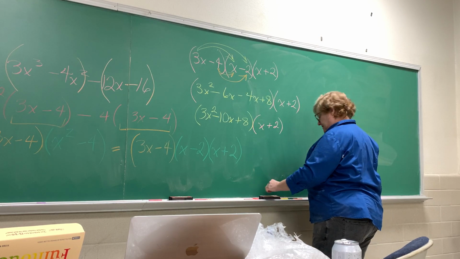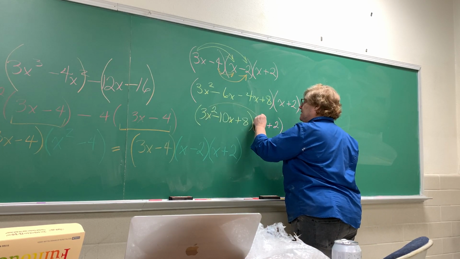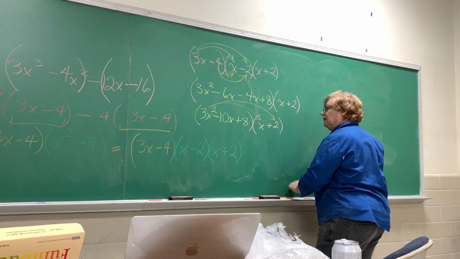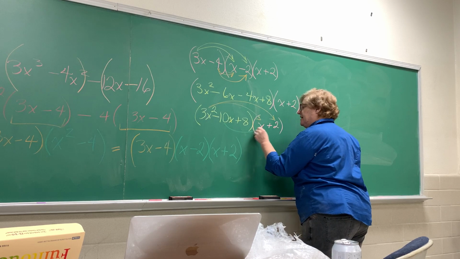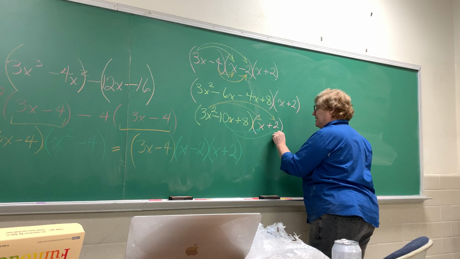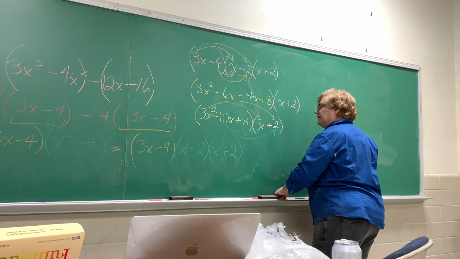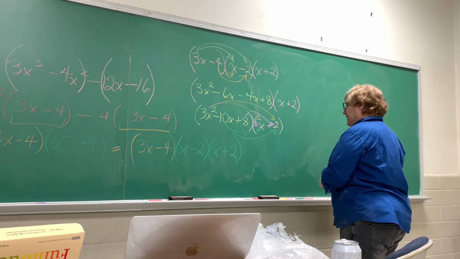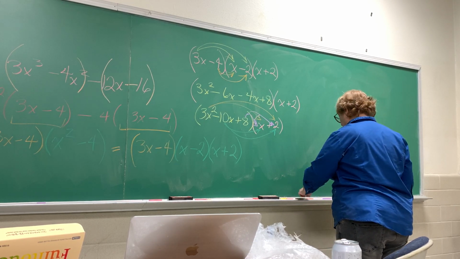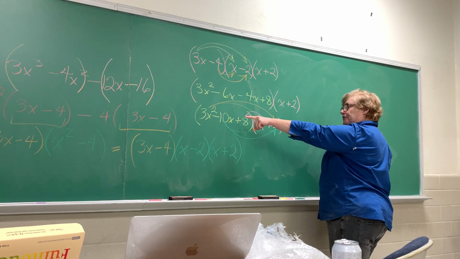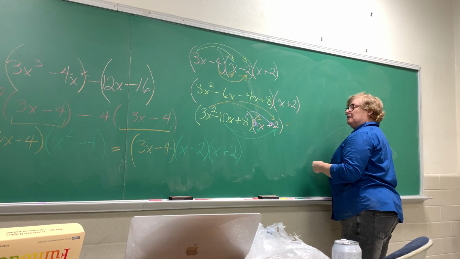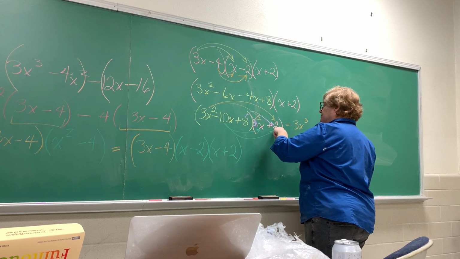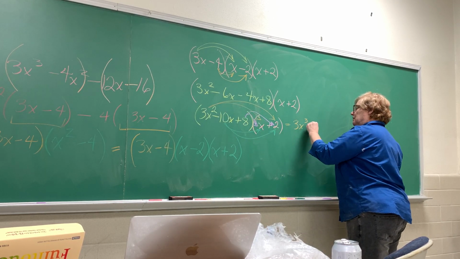And now let's see. Let's multiply the 3x squared by the x and the 2. Let's multiply the negative 10x by the x and the 2. And let's multiply the 8 by the x and the 2. And we're starting with orange. So we've got 3x squared times x, 3x cubed. Good. 3x squared times 2, 6x squared.